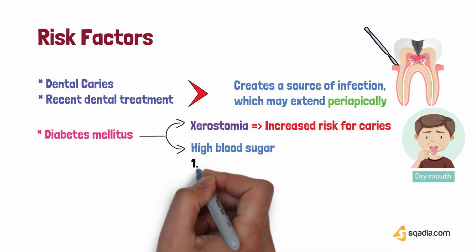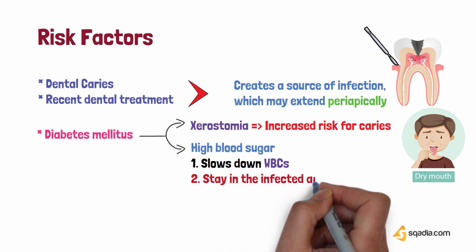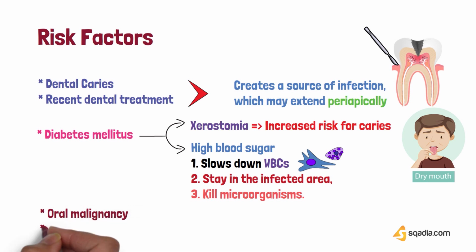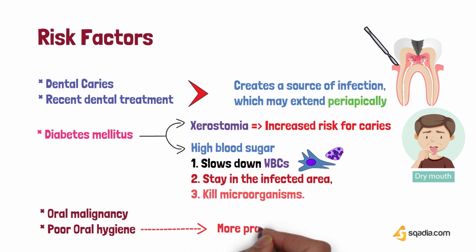High blood sugar levels. What high blood sugar levels do is that the white blood cells, which are the infection-fighting cells of the body, slow down and reach the site of infection slowly. And when they eventually reach the site of infection, they're unable to stay at the infected area and eventually kill the microorganisms. Oral malignancy or poor oral hygiene. In poor oral hygiene, the mouth is automatically more susceptible to caries.